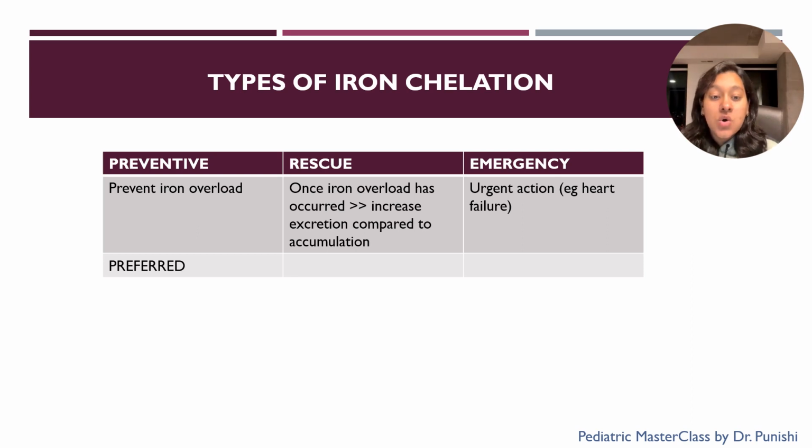The third one is called the emergency iron chelation, which is when you have end organ damage where urgent action is required. For example, the patient is in heart failure because of the excess iron overload. That is when emergency iron chelation comes into picture. And obviously, as the name suggests, the best is preventive, and we should try as much as we can to never reach the phase of emergency iron chelation.